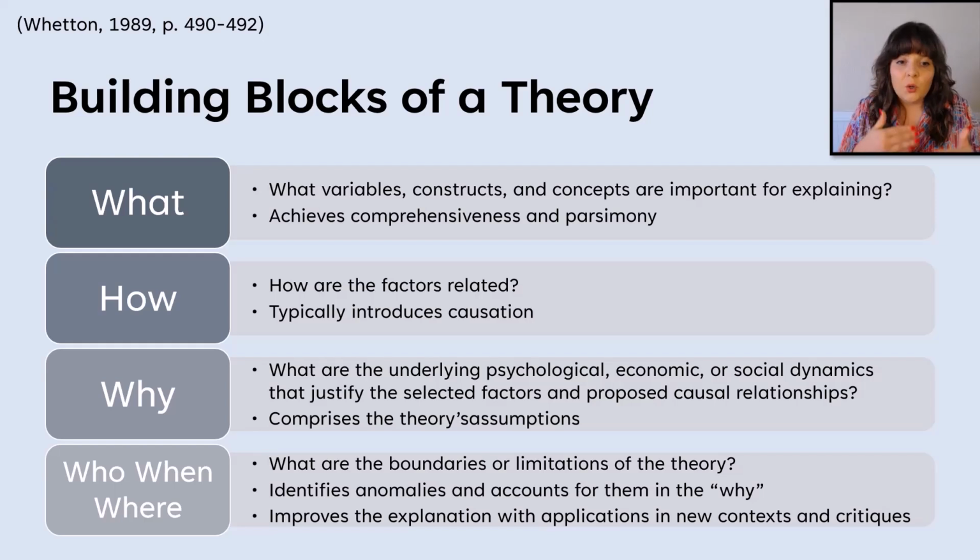When it comes to who, when, and where, we are answering the question, what are the boundaries or limitations of the theory? How can we identify anomalies or account for them in our why? How can we improve the explanation that our theory provides with applications to new contexts and new areas?